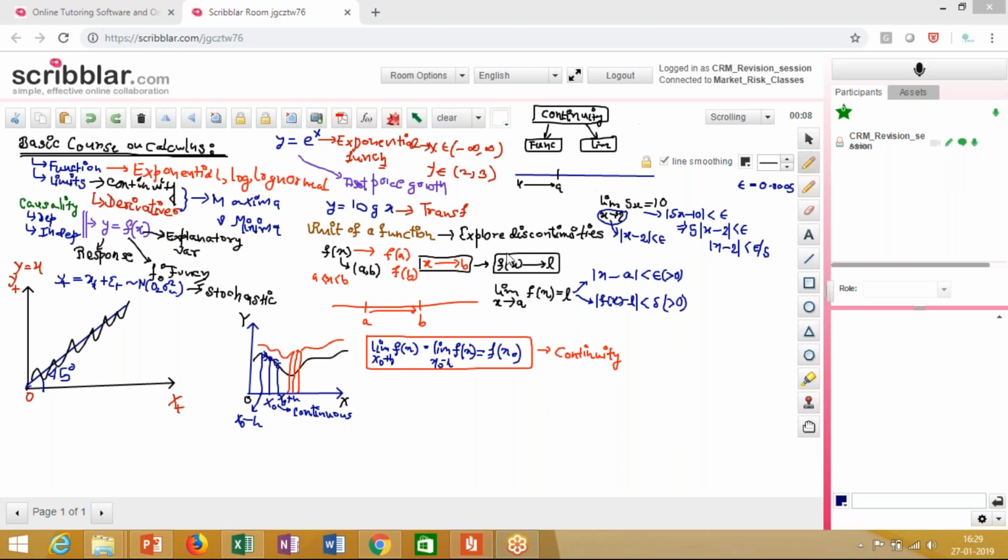What do I mean by the derivative of a function? And why do I need it in understanding any kind of risk? Derivative. So what is this derivative of a function all about? The derivative very simply tells me what is the change in y if x was to change by 1 unit. So what is the change in y?